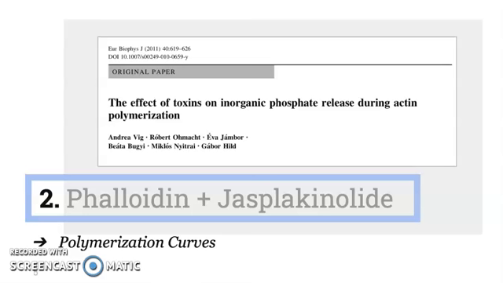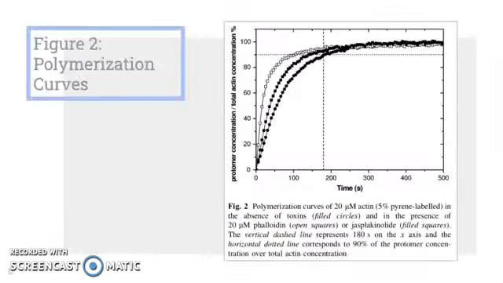Jasplakinolide is another cyclic peptide that is extracted from a marine sponge. It also binds F-actin with high binding affinity and stabilizes the structure of F-actin. It has an equilibrium constant of 15 nanomolar. These two toxins bind the F-actin competitively and have local, short-range, or long-range allosteric effects on F-actin.